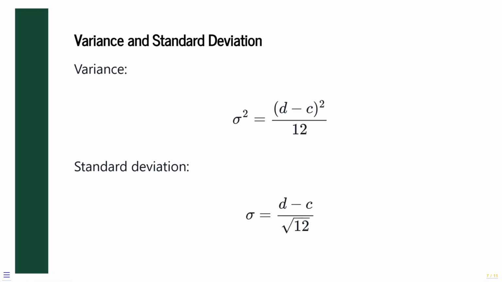Now we look at the variability of the uniform distribution. The variance is (d minus c) squared over 12, and the standard deviation is (d minus c) over the square root of 12. Notice that the spread depends only on the width of the interval. The wider the interval, the larger the variability.